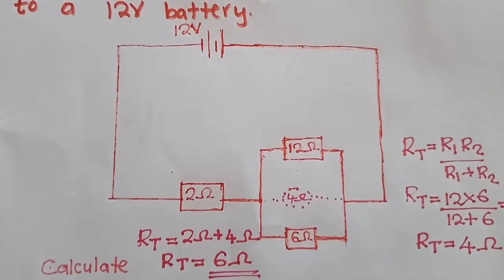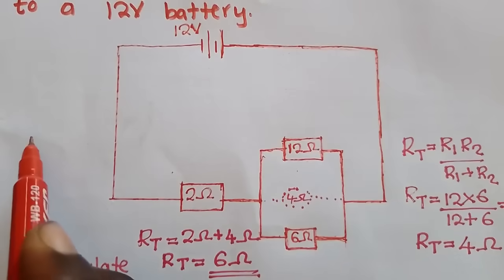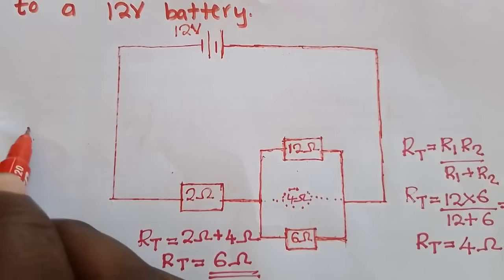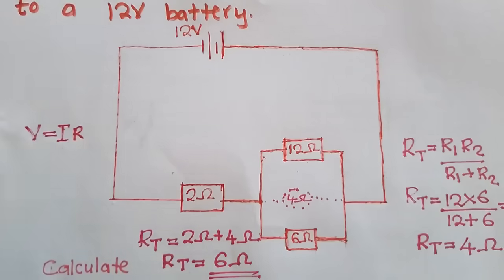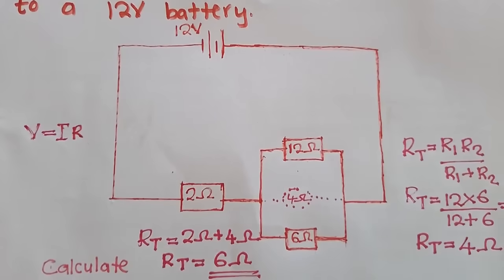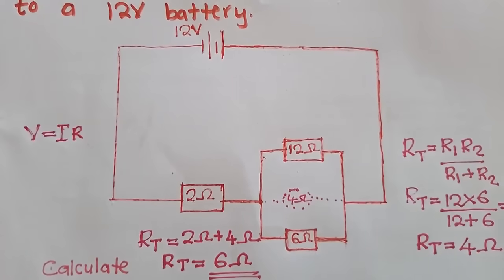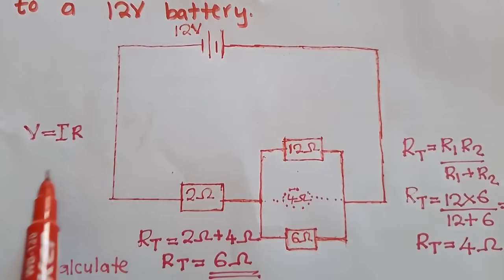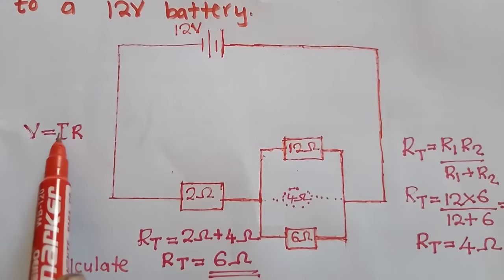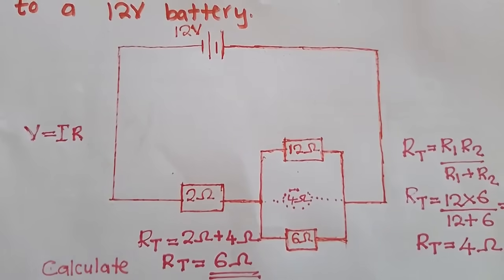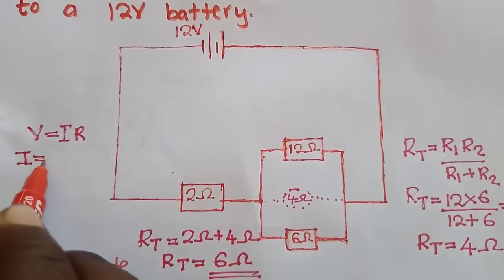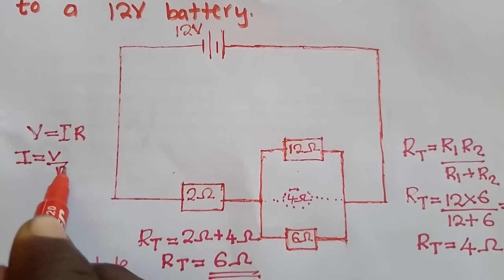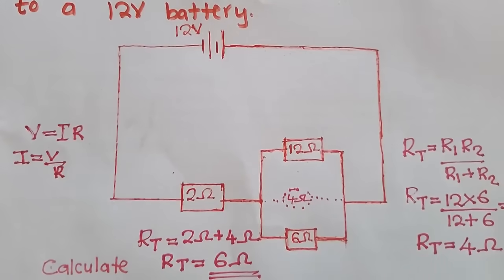What is current? You know that the formula that summarizes this is the one we get to use, where we say voltage is equal to current times resistance. With this, when you divide both sides by resistance, so that we make current the subject of the formula, we are going to have current is equal to voltage over what? Resistance. This is what you are going to form.